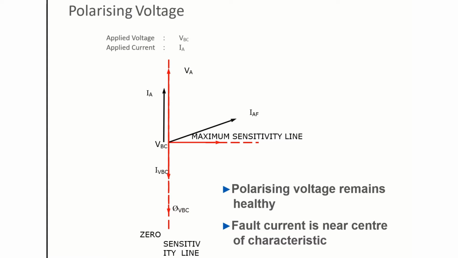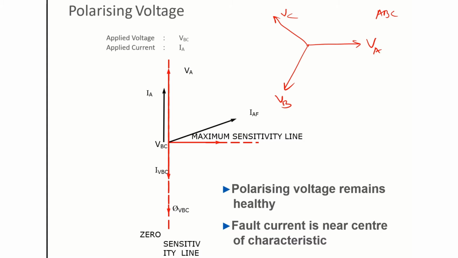The other option we have is to use VBC. We know this is my A phase voltage, and for the phase sequence ABC, this is my VB and this is my VC. VA is at an angle of 0. VB is at 120 degrees lagging, and VC is again 120 degrees from VB, lagging, so a total of 240 degrees from VA.